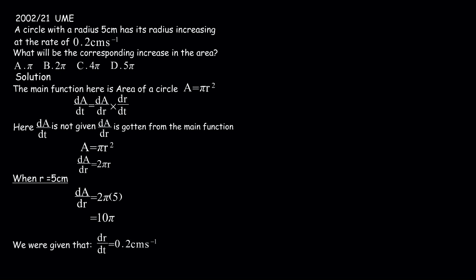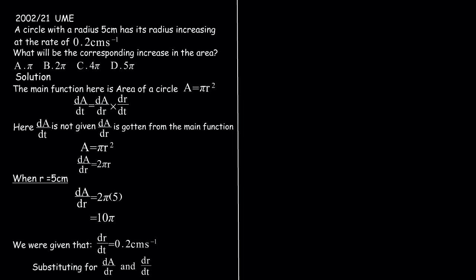Now, we know that our value for dA/dr is 10 pi and dr/dt is equal to 0.2 cm per second as stated in the question. We will be substituting for dA/dr and dr/dt in our dA/dt formula. Doing so, dA/dt will be equal to 10 pi, that's dA/dr, times 0.2, which is dr/dt, and multiplying them, dA/dt will be equal to 2 pi, and the correct answer is B.